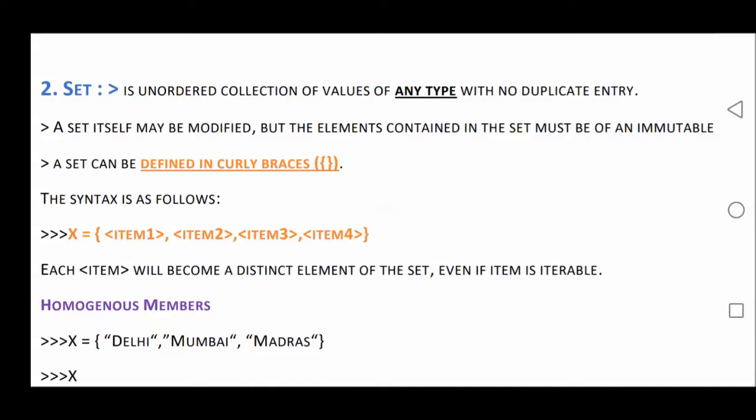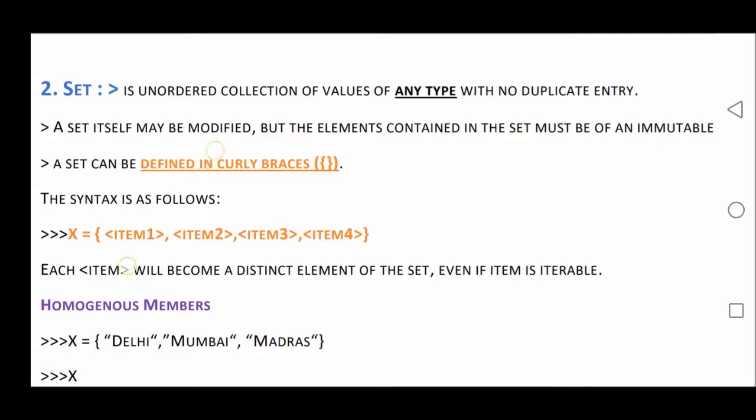Now to declare or create a set, we again make use of curly brackets like dictionaries, but unlike them we don't have pairs here. We have independent member elements or items for sets.